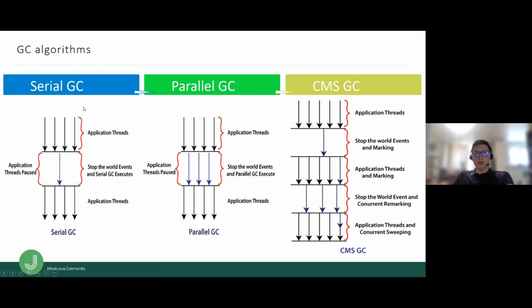Serial garbage collector is the simplest GC implementation, as it basically works with a single thread. As a result, this GC implementation freezes all application threads when it runs. Therefore, it's not considered good for multi-threaded applications like server environments.